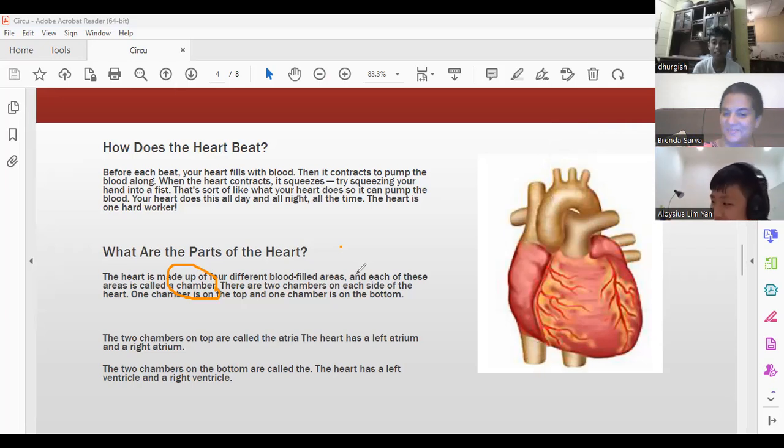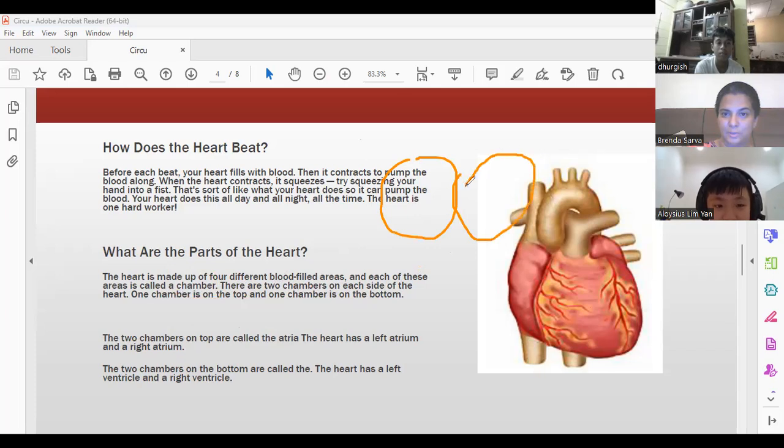Okay, all right. Nirav, can you please read this sentence? Oh, sorry, Durgesh, can you please continue reading first? There are 2 chambers on each side of the heart. One chamber on the top and one chamber on the bottom. All right. There are 2 chambers on each side of the heart. One is on top and one is on the bottom. So listen carefully. There are 2 rooms on top and 2 rooms at the bottom.